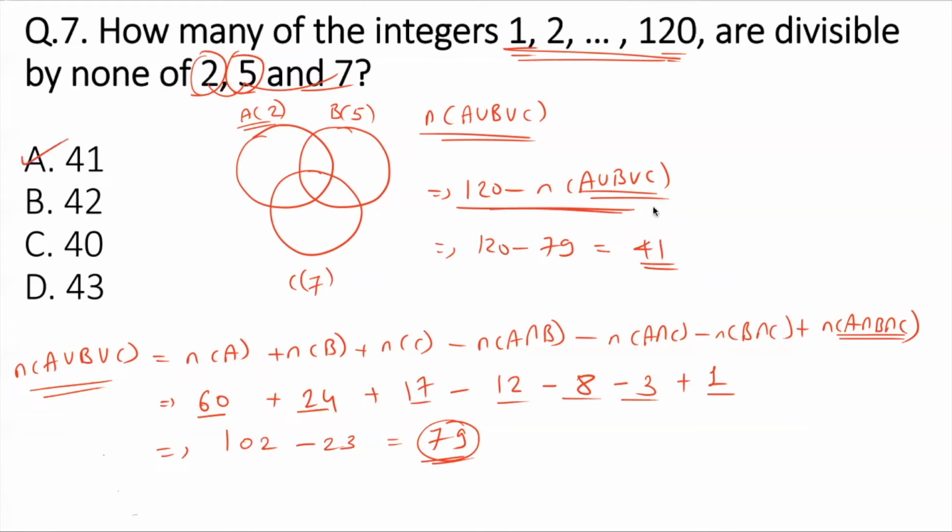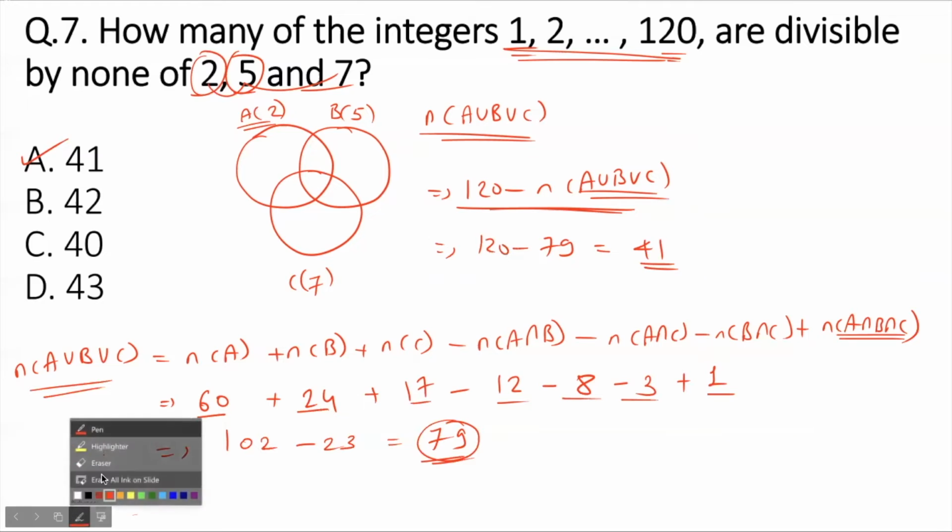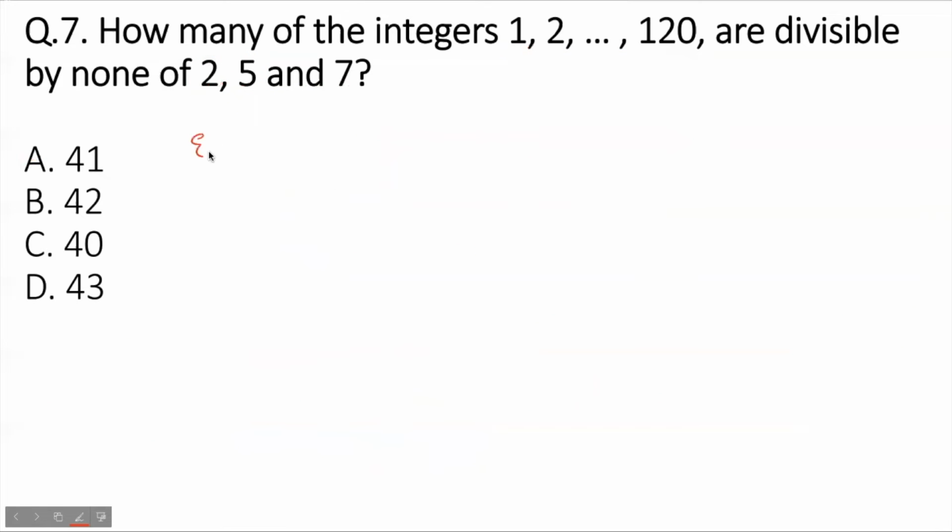Option A. Now this is one way to solve the question, guys. I'll tell you another way, and in that we use the concept of Euler's number. So what does Euler's number tell us? Euler's number is the number of terms which are less than and co-prime with the given number. For example, if you want to find the numbers which are less than 12 and co-prime with it, you find the Euler's number of 12.